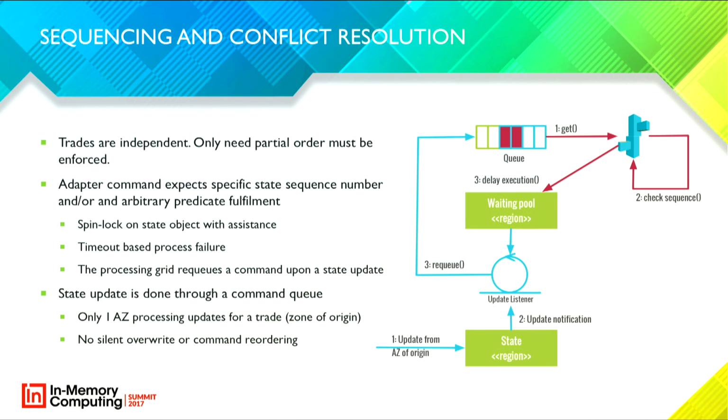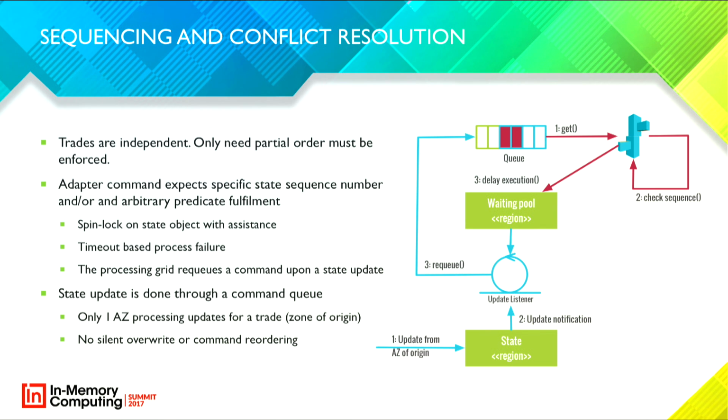First thing you realize is that trades are processed in parallel. And it's an oversimplification, of course, but what you can achieve is partial ordering, ordering of messages specific for a trade. So we came up with this idea that each command to an adapter also contains a predicate, which checks that the state object is in the right state. And for most of the cases, it's going to be: state object is having sequence X, right?